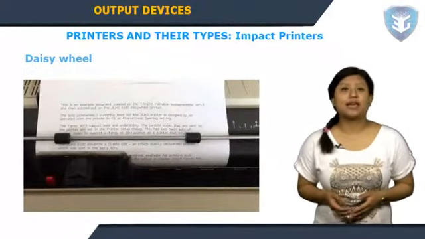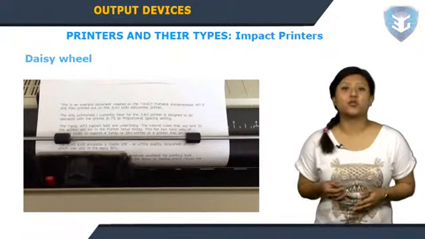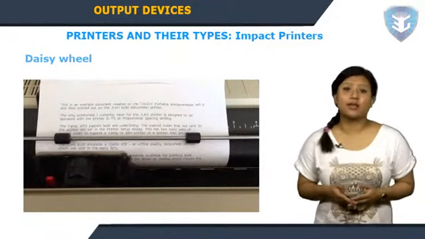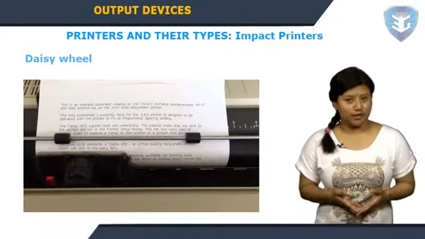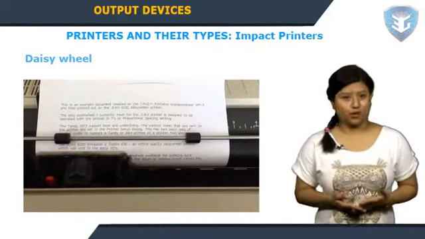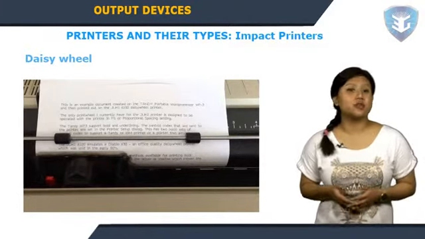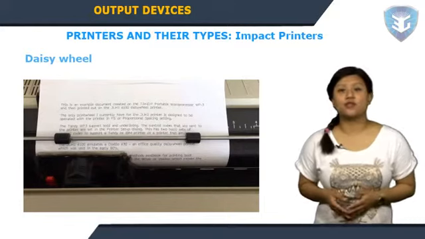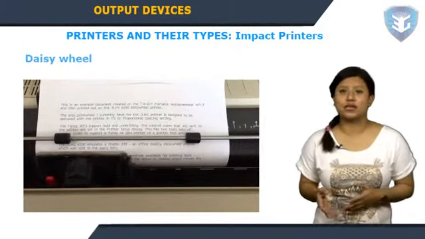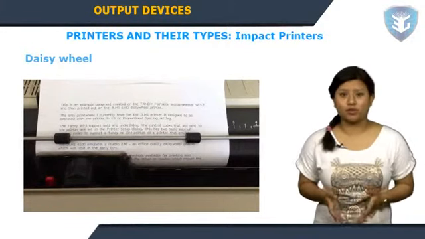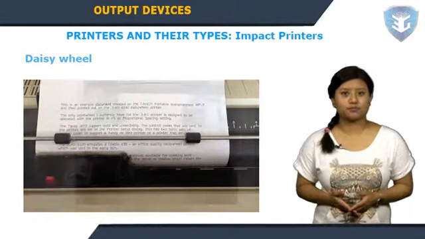Daisy wheel. The head is lying on a wheel and the pins corresponding to characters are like petals of a daisy, the flower name. That is why it is called a daisy wheel printer. These printers are generally used for word processing in offices which require a few letters to be sent here and there with very nice quality representation.